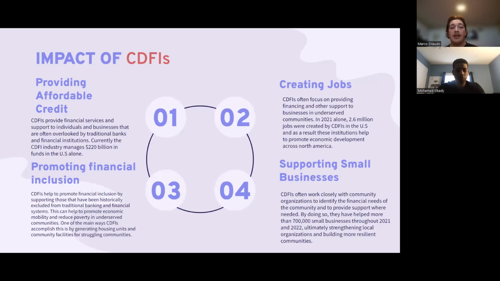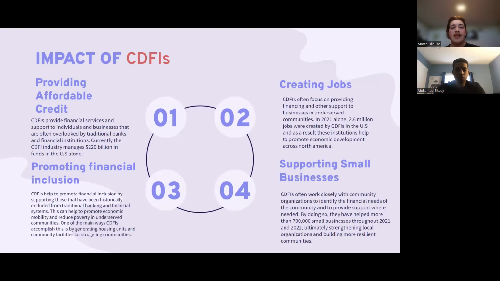Next, CDFIs play a huge role in job creation as well. Even though they often focus on providing financing, they also provide employment support to businesses in underserved communities. As a result of this, in 2021 alone, 2.6 million jobs were created by CDFIs in the US alone, furthering the reach that these institutions have to help and promote economic development across North America.